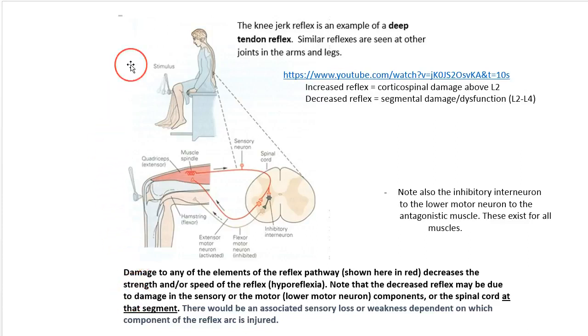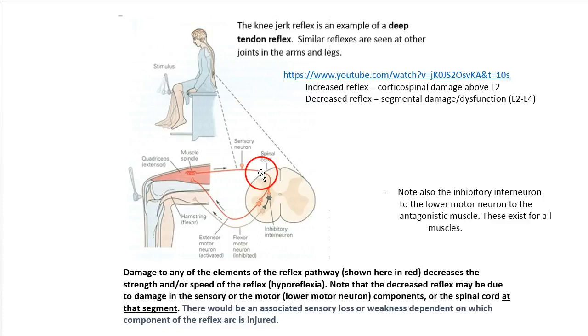We'd like to look at the knee jerk as an example of deep tendon reflex and recognize what the features are that are responsible for that. And similar reflexes are seen both at other joints in the arms and legs. And seen here are the features that are responsive. And that is if you tap the patella tendon, you stretch the quadriceps muscle. In stretching that, you stretch the muscle spindle. That activates the muscle spindle, sends axons to the dorsal root.